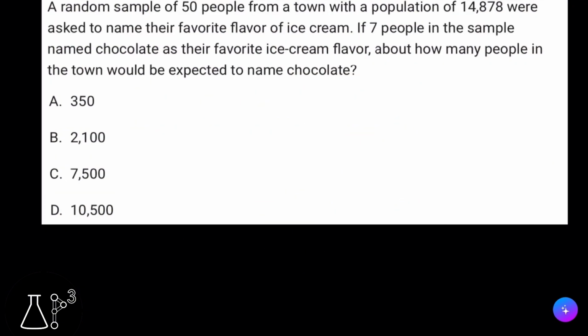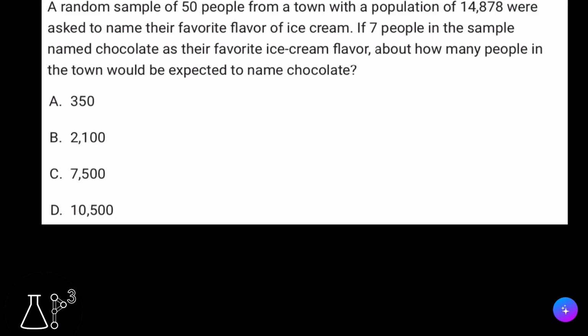Okay, let's look at this question. A random sample of 50 people from a town with a population of 14,878 were asked to name their favorite flavor of ice cream. If 7 in the sample named chocolate as their favorite ice cream flavor, about how many people in the town would expect to name chocolate?